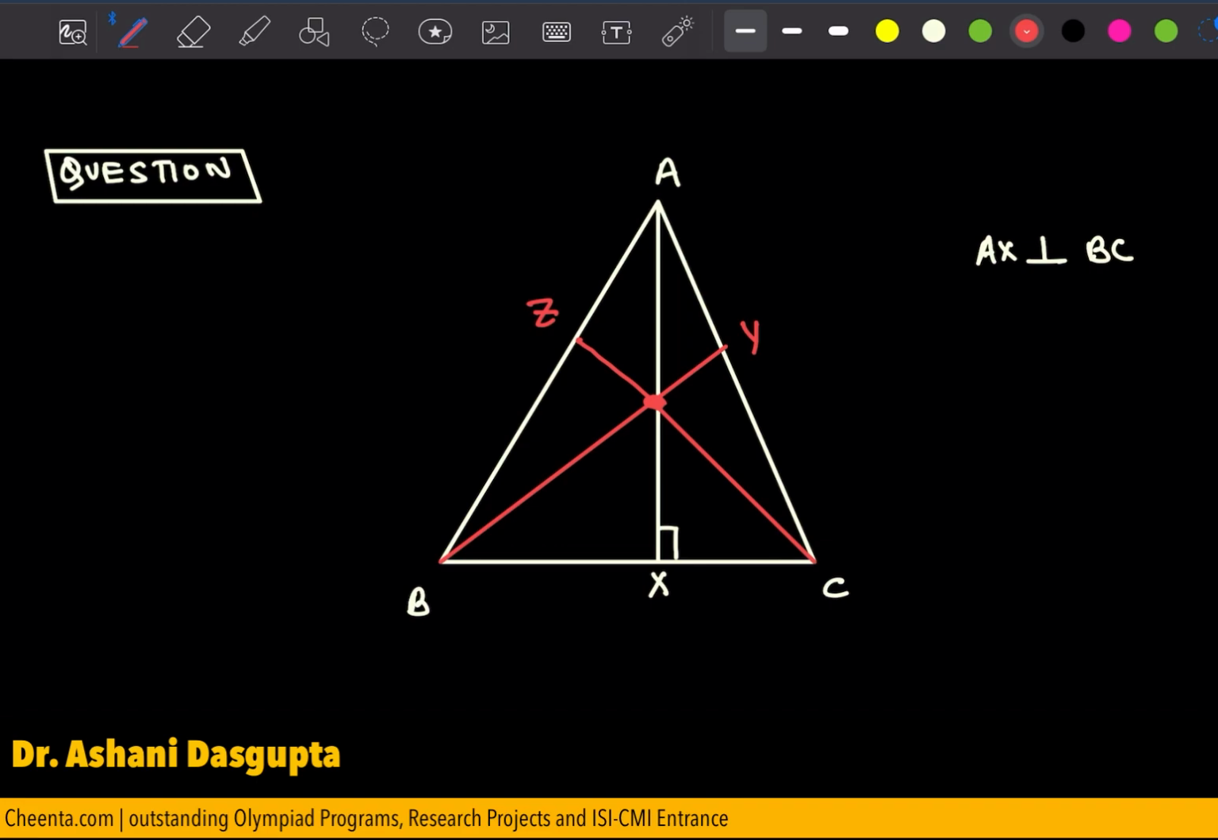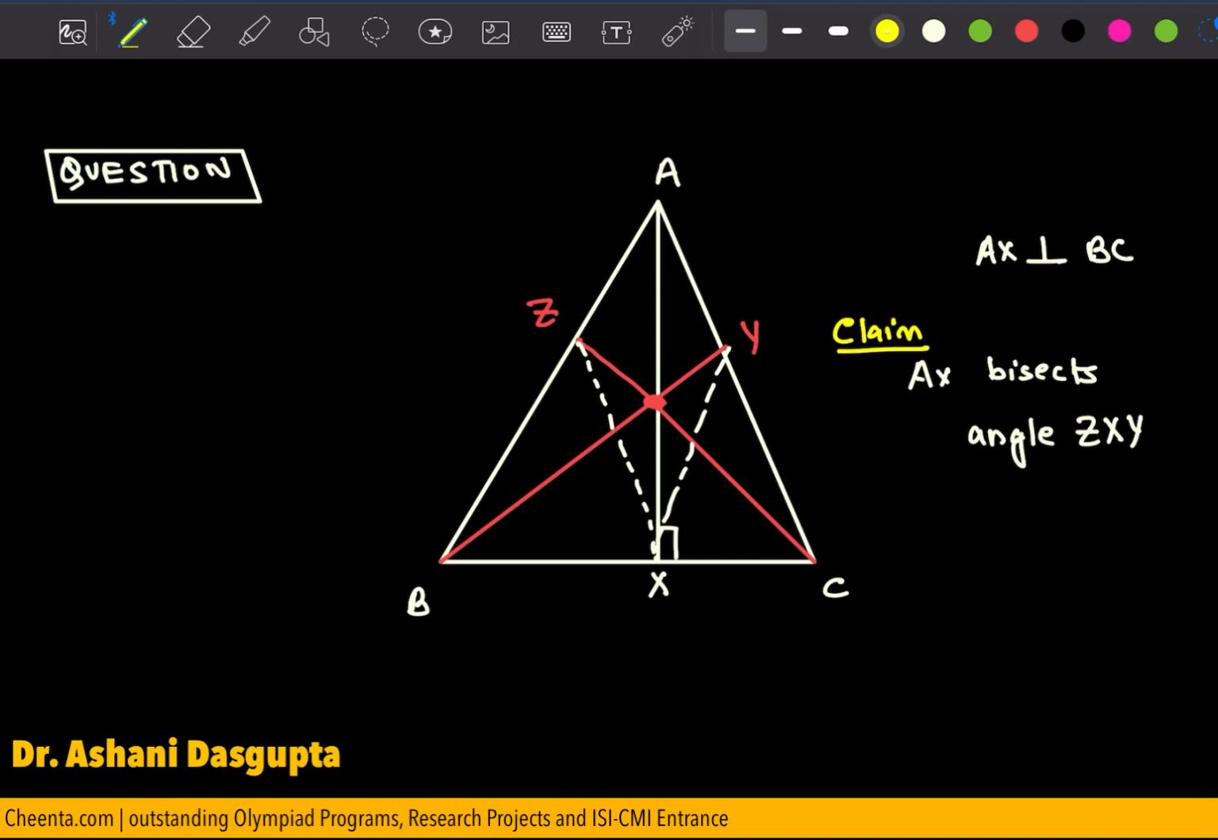It's not given that these are perpendicular, so these can be any line segments. What we have to show is that AX bisects angle ZXY, this angle. So we will be using Ceva's theorem, a trigonometric form of Ceva's theorem in some sense, to figure this out. So this is the claim.